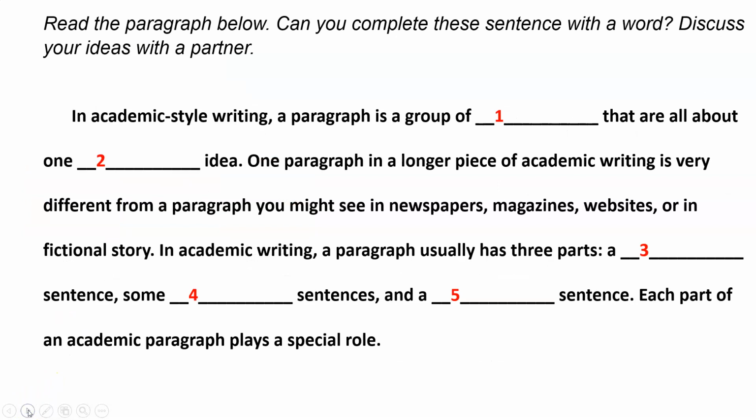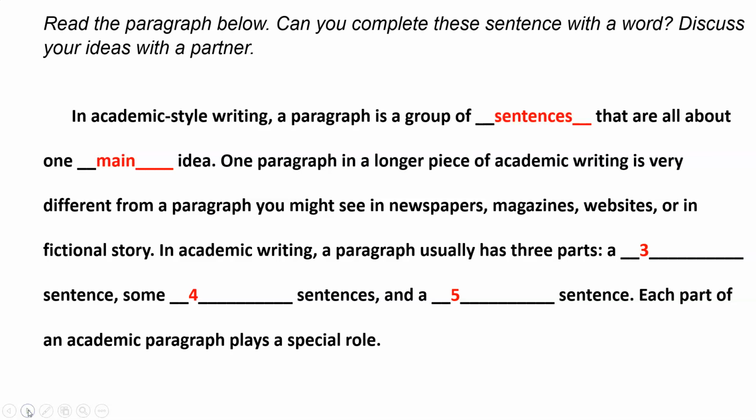All right, so let's look at this paragraph below and see what words you would use to complete the sentences. You can pause it and work on that. Okay, so in academic style writing, a paragraph is a group of sentences that are all about one main idea. A paragraph in a longer piece of academic writing is very different from a paragraph you might see in newspapers, magazines, websites, or in a fictional story.